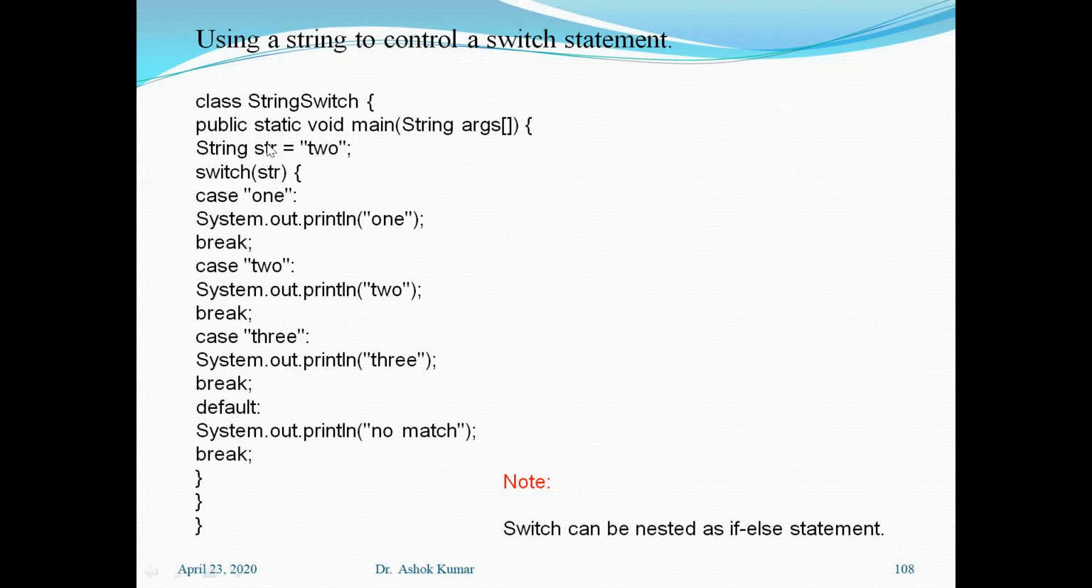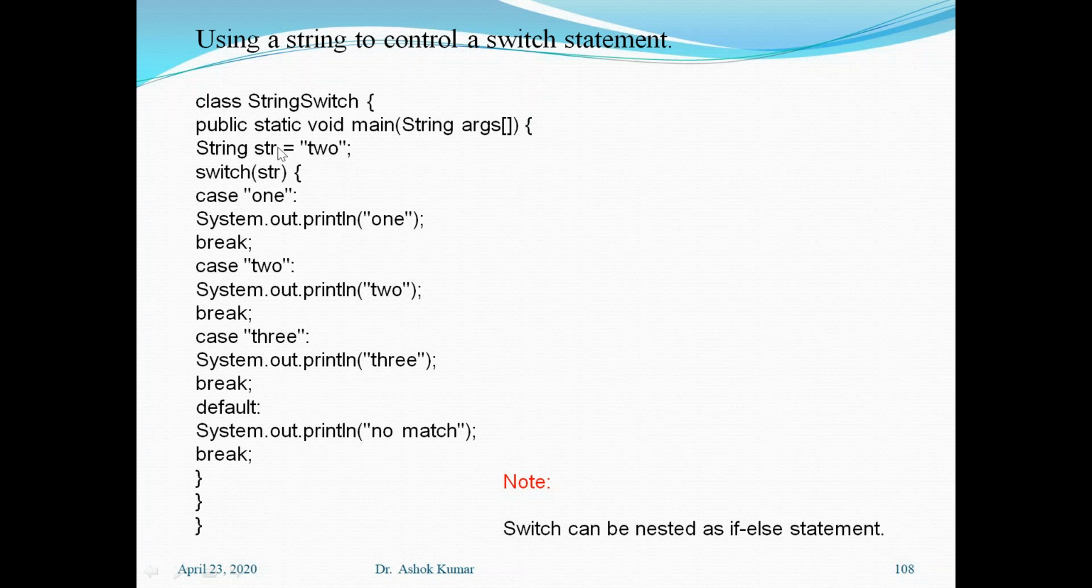The value of the string is 2. This is the string variable, because this value matches with this case. So keep in mind, now the case values are of string type. We have included the word in double quotes, so this is a string. So the str value matches with 2, so this statement will be executed and you will get 2 on the screen, and this break will transfer the control to the statement following the switch statement.